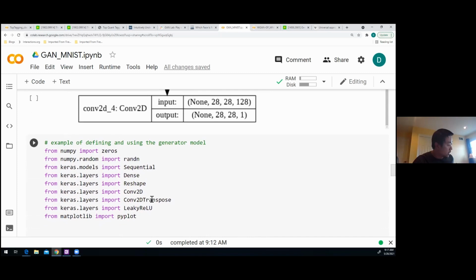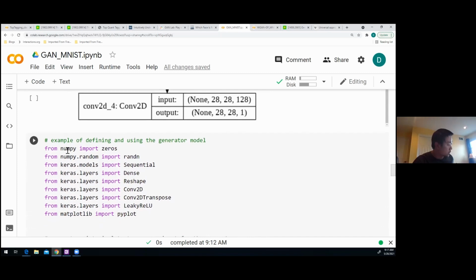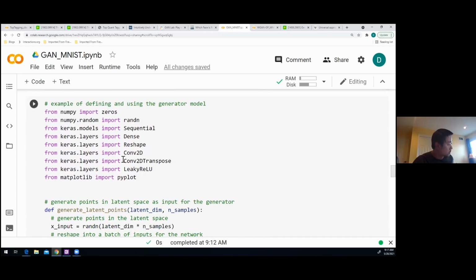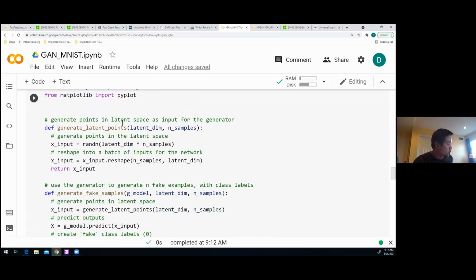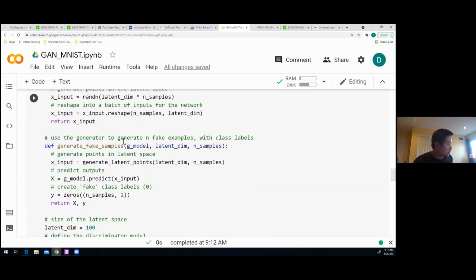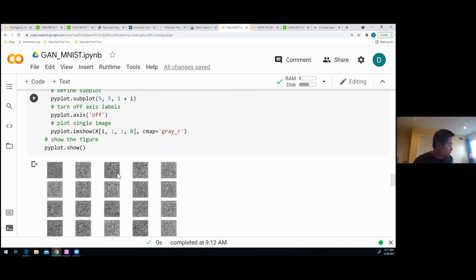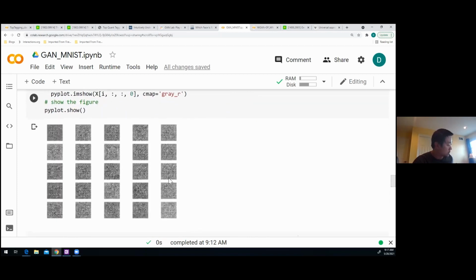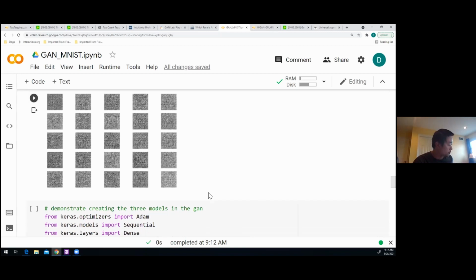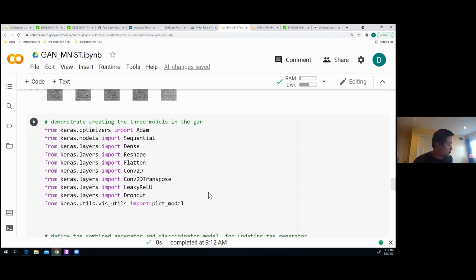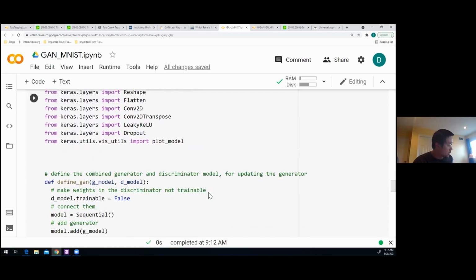All right, so let's see. We now have to define the training of this thing. A lot of this code is the same as before. Here are the fake samples. That's just random noise to begin with. Before we train the generator, the generated samples are just random noise, like white noise. And here's the GAN.